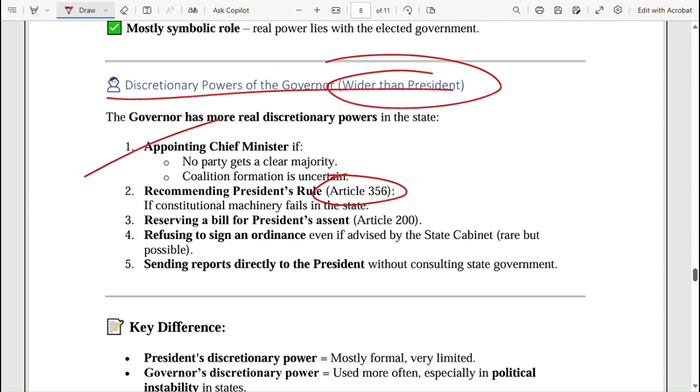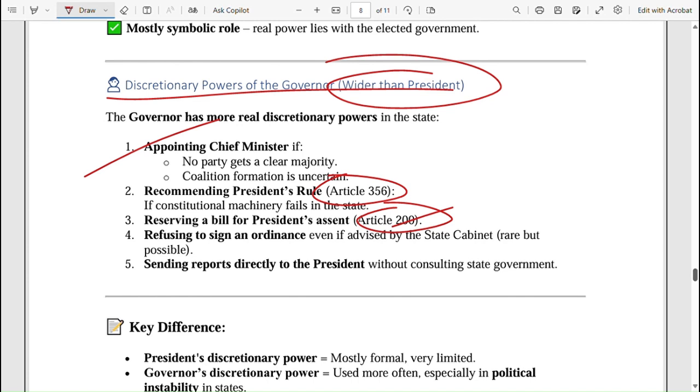If the constitutional machinery fails in the state, right? He can recommend president's rule there. If a state is constitutionally failing, he can recommend president's rule using Article 356. And the other discretionary power involves reserving the bill for the president's assent, which is mentioned in Article 200. If he is confused whether to say yes or no when a bill is passed, he can reserve it with the president for an indefinite time. That is mentioned in Article 200.